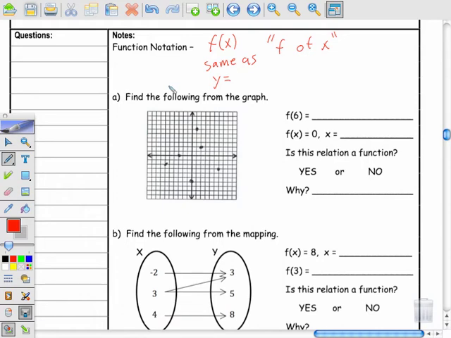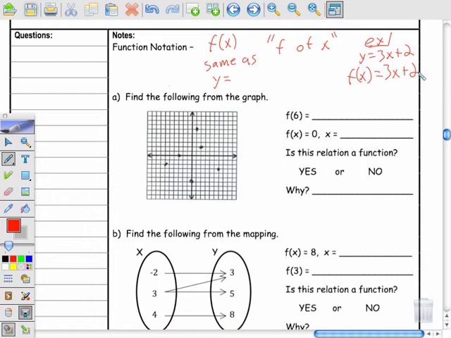You've seen y equals before. You've worked with y equals. So when we go through this, if you get confused, just think that's the same thing as saying y equals. An example: I could say y equals 3x plus 2. The same thing would be f of x equals 3x plus 2. It's the same thing. So there's a good example.